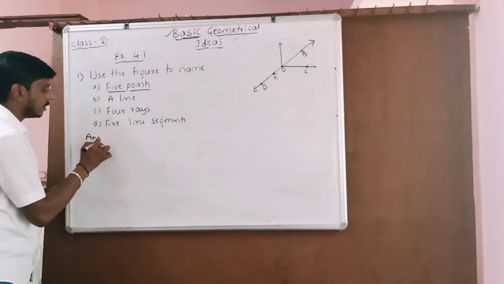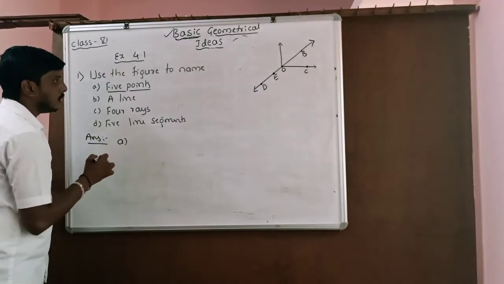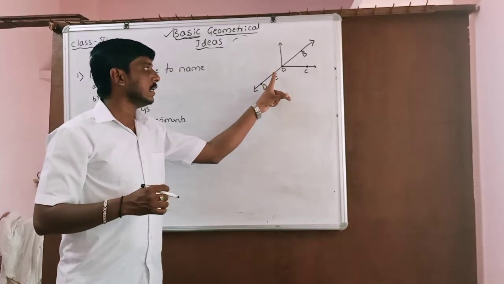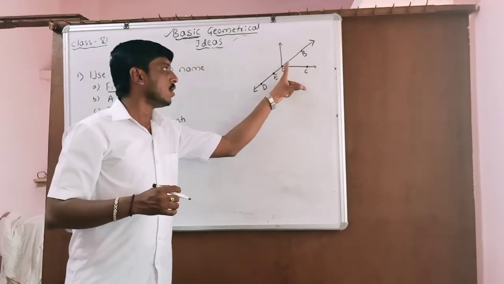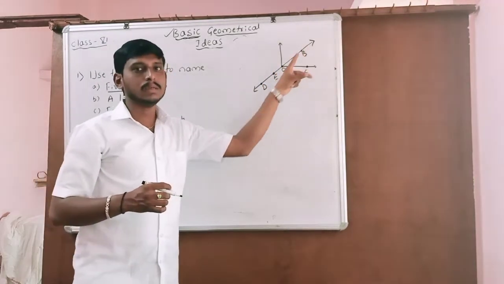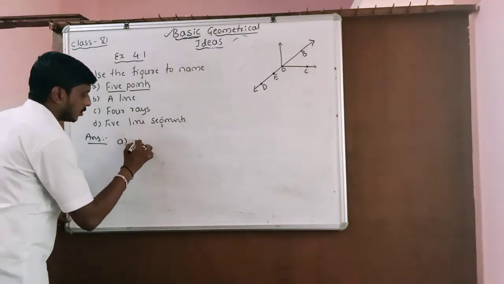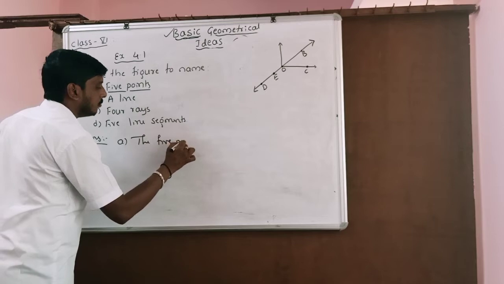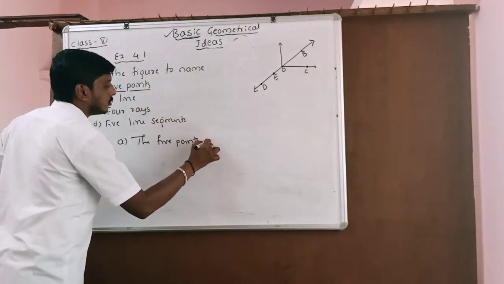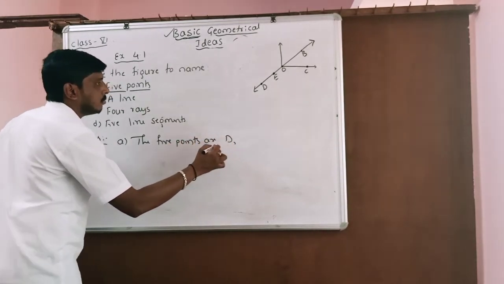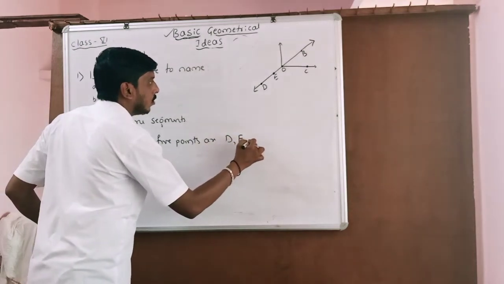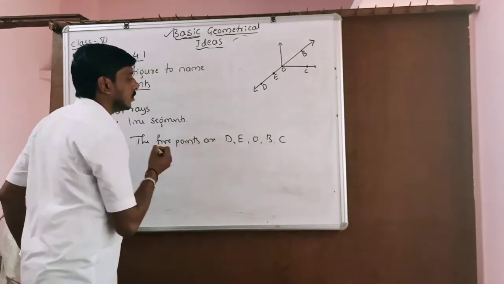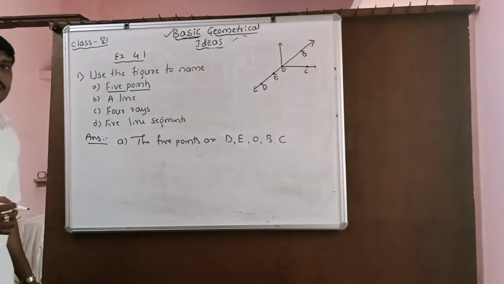Answers I will write here. So answer A, 5 points. Here 5 points are there. D is the point, E is the point, O is the point, C is the point, B is the point. The 5 points are D, E, O, B and C. So these are the 5 points.